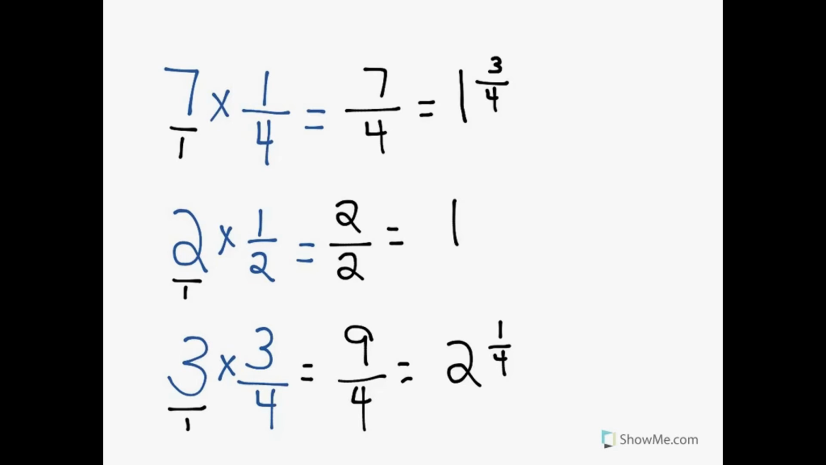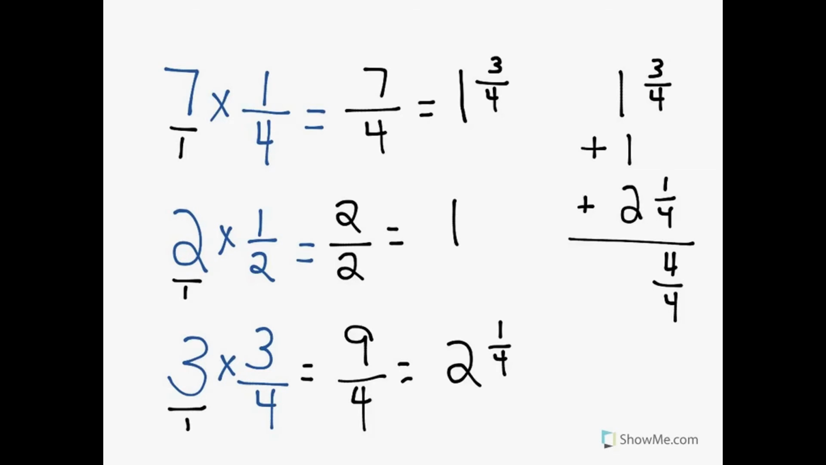Now I have to add my three totals. So I need to add 1 3/4 plus 1 plus 2 1/4. Well, let's add my fractions. 3/4 plus 1/4 is 4/4. And then, well, 4/4 I know is equal to a whole. So I can cross that out and add an extra whole. 1 plus 1 is 2. 2 plus 1 is 3. 3 plus 2 is 5. So your total amount for everything is 5. The total amount of water is going to be 5 cups.